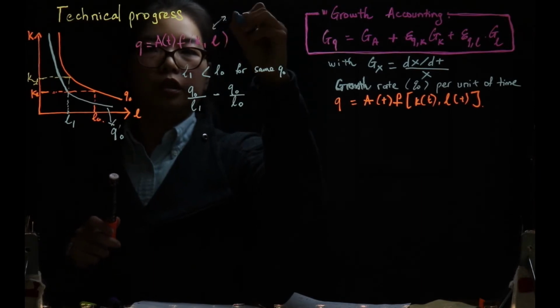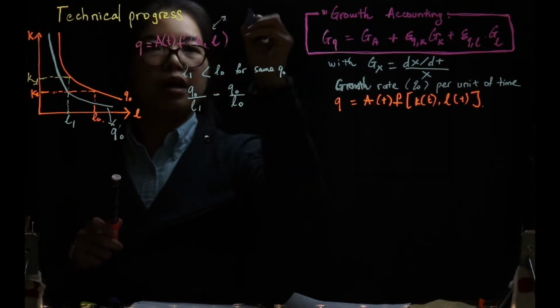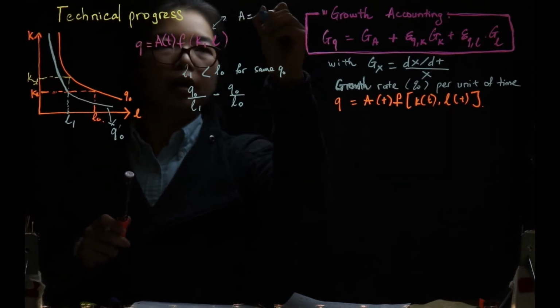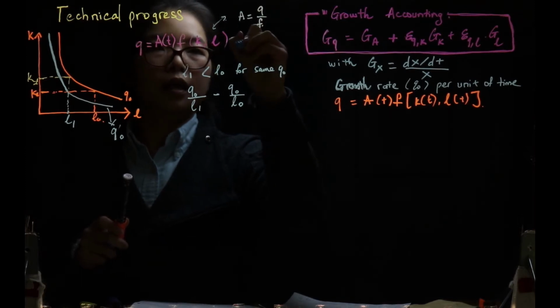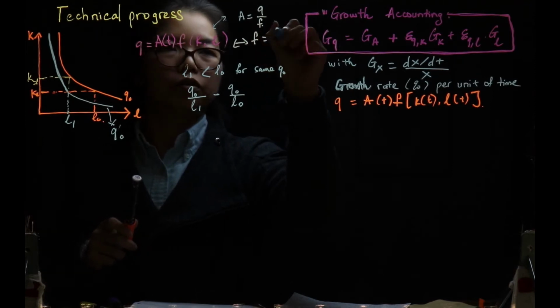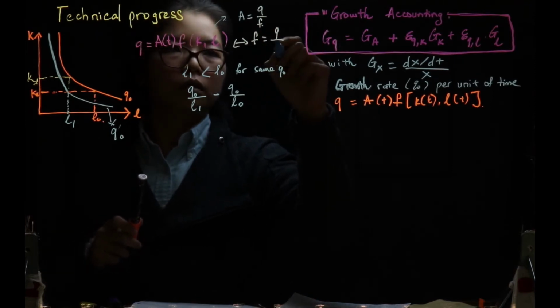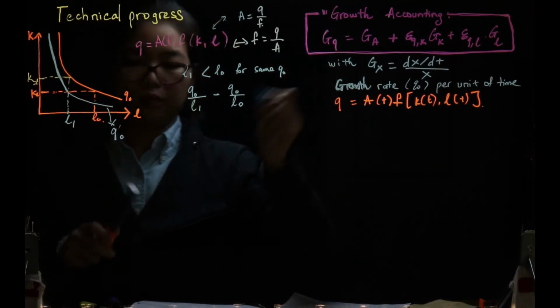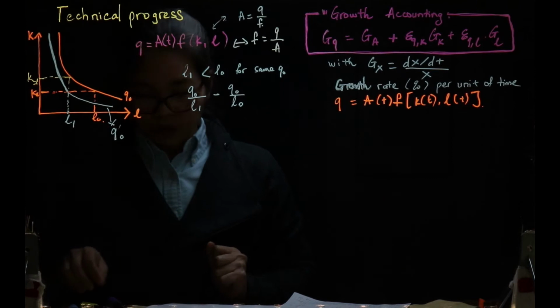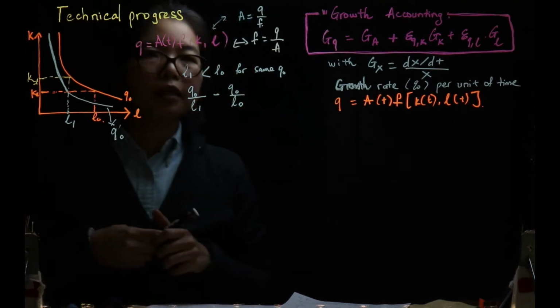So the first thing, if Q equals A times F, then you also have A equals Q over F, right? And the second thing, similarly, you also have F equals Q over A. We will need it later.